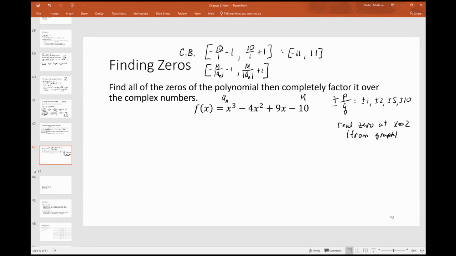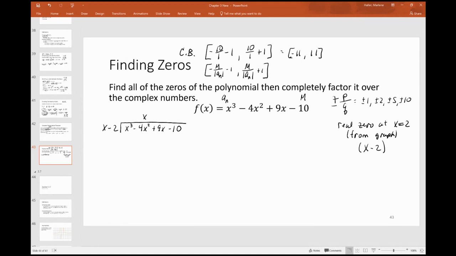This real zero of 2 would come from the factor x minus 2, right? So I'm going to have to divide my polynomial by x minus 2. So let's do long division. We're going to divide x minus 2 into x cubed minus 4x squared plus 9x minus 10, and this is going to give me the remaining polynomial, or the factor with x minus 2.